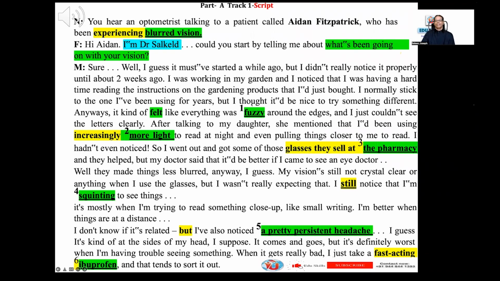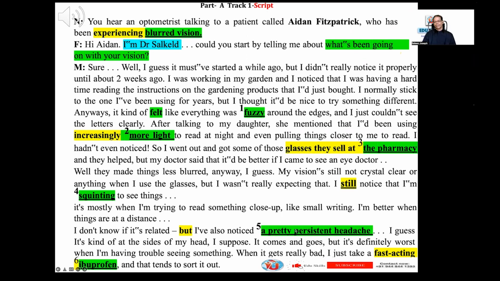Okay. So then, all this felt, describing, was fuzzy around the edges. So it kind of felt like the feelings and emotions will always be answers. Increasingly, there's an adjective, more light, there is a scale. Glasses they sell at the pharmacy. Normally we have different places where glasses are sold in India, but normally it is sold in pharmacy. That's why it is mentioned there. And I still notice squinting, the action of the eyes, but there's a contrast. I also noticed a pretty persistent headache.